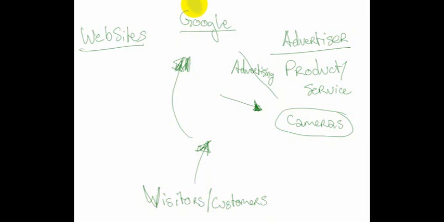Well, I went to Google, but I didn't click on the advertisers page. I went to a website over here. And on that website, in the case of Digital Camera Info, there was an ad box up here. There was an ad box right here, and there was another ad box right here.